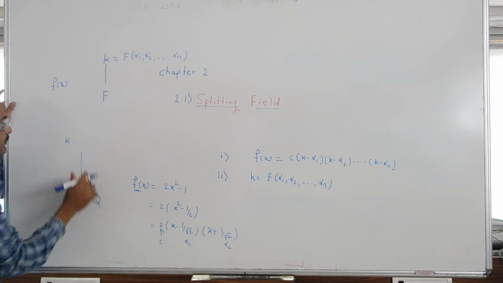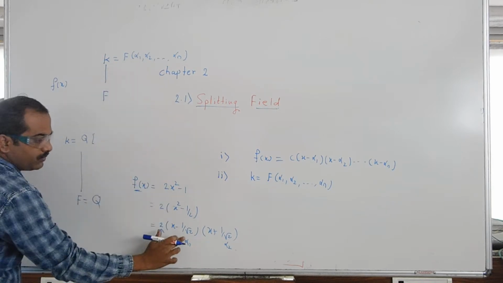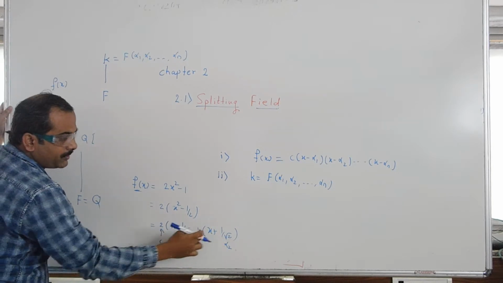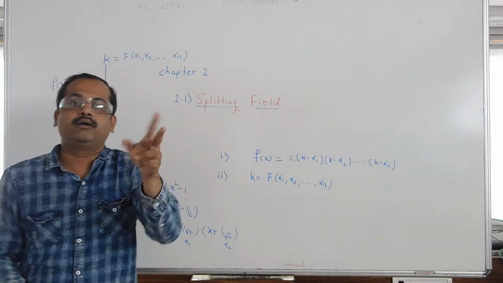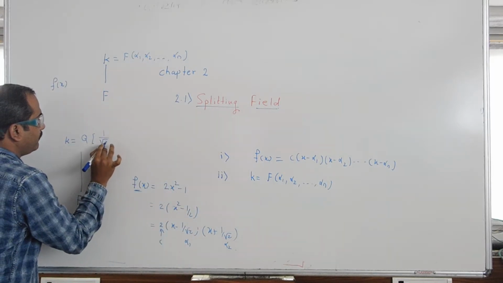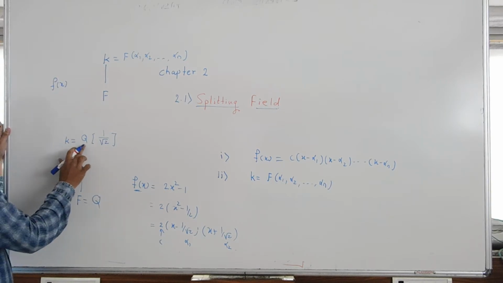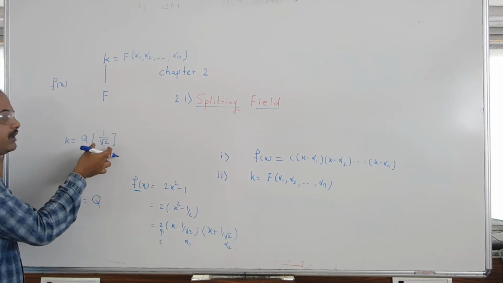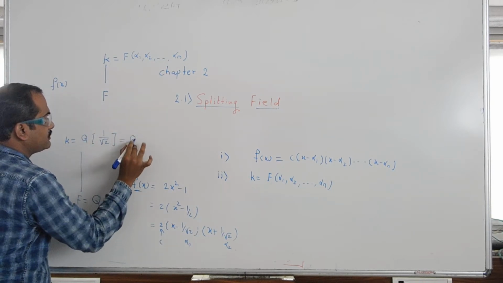What is your F? Q. So K is Q of the first root, minus 1 upon root 2, and the second root, plus 1 upon root 2. Attaching root 2 and attaching minus root 2 are both the same. So you can attach just 1 upon root 2. So K is equal to Q of 1 upon root 2. If you attach minus 1 upon root 2, it gives you the same thing.